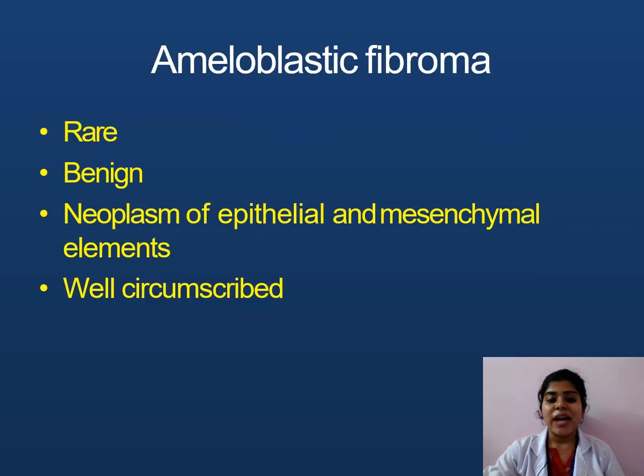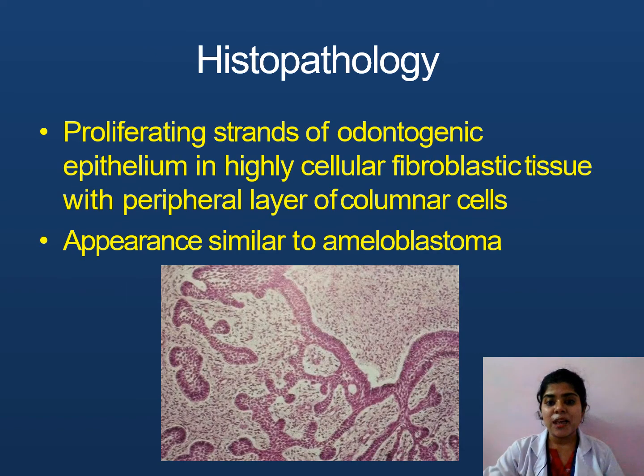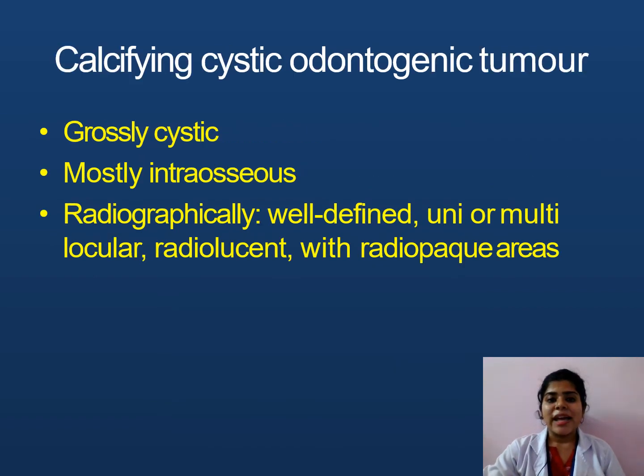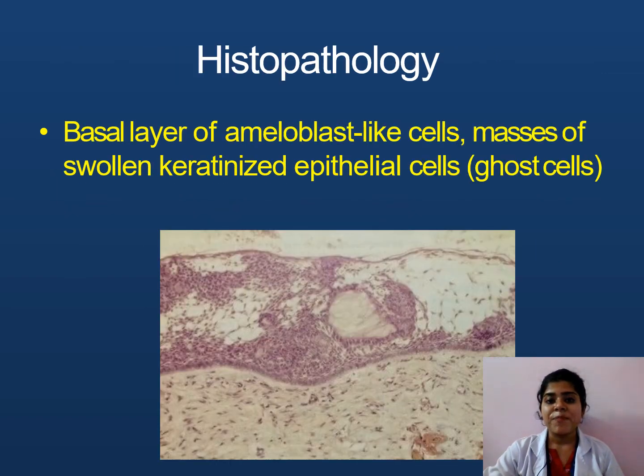Ameloblastic fibroma is a rare benign tumor, a neoplasm of epithelial and mesenchymal elements, which is well circumscribed. Histopathologically, proliferating strands of odontogenic epithelium in highly cellular fibroblastic tissue with a peripheral layer of columnar cells, similar in appearance to ameloblastoma. Calcifying cystic odontogenic tumor is grossly cystic, mostly intraosseous, radiographically a well-defined uni- or multilocular radiolucency with radio-opaque areas. Histopathologically, a basal layer of ameloblast-like cells, with swollen keratinized epithelial cells, the ghost cells, are seen.